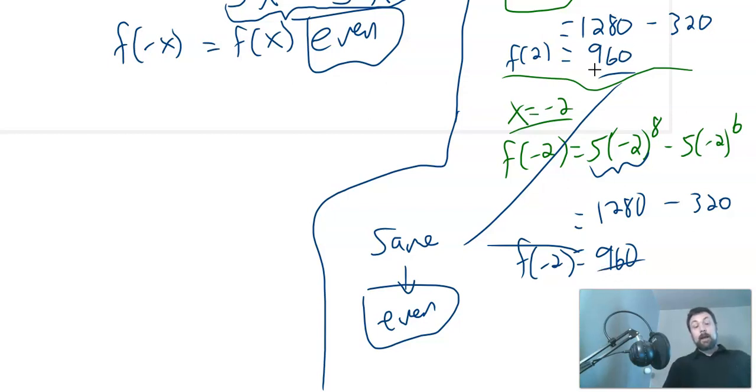I would get the same answer I got before, but with a negative sign, the opposite sign. And that would show me that it's an odd function. And if I got anything different, like 5,000 here, 960 and 5,000, it's neither, right? It doesn't fit either description.